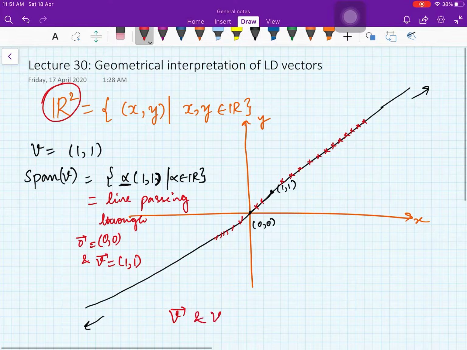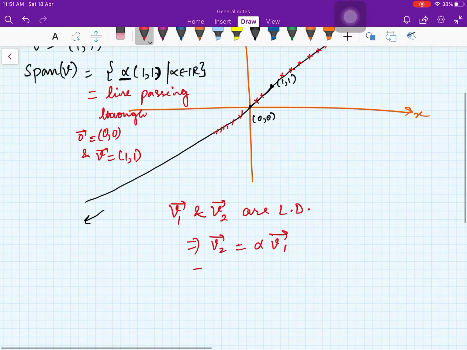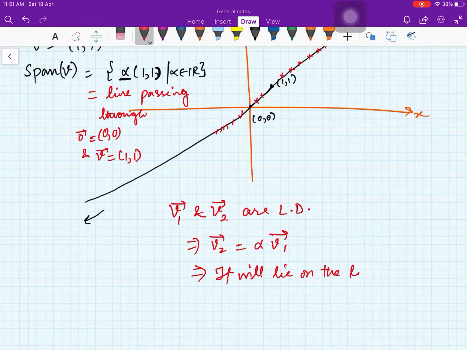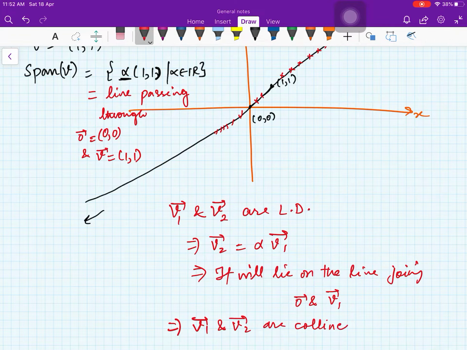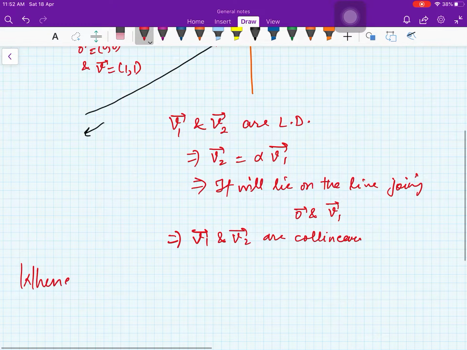So when we are in R2 and we say that v1 and v2 are linearly dependent, it means that v2 is a multiple of v1. If v2 is a multiple of v1, it will lie on the line joining the 0 vector and v1 vector. It means that v1 and v2 are collinear. So whenever we have two vectors, we say that they are linearly dependent, meaning they are collinear.